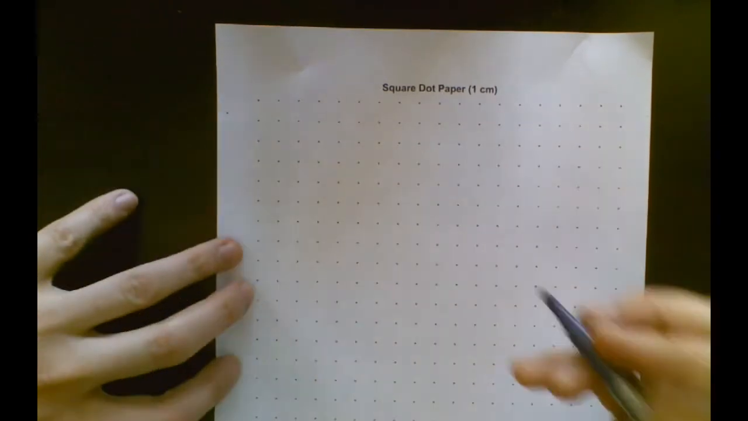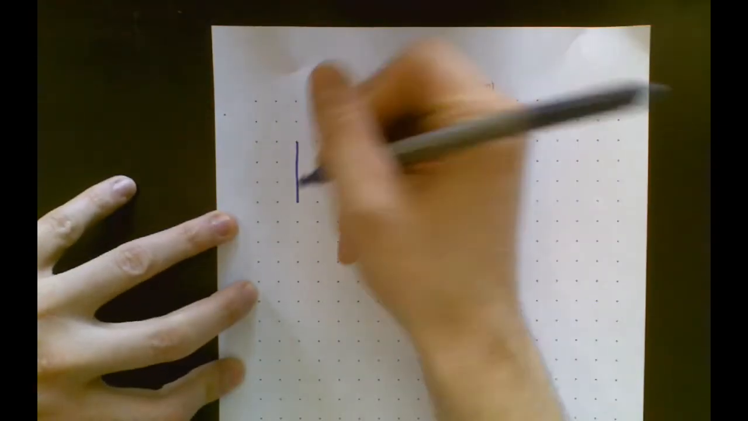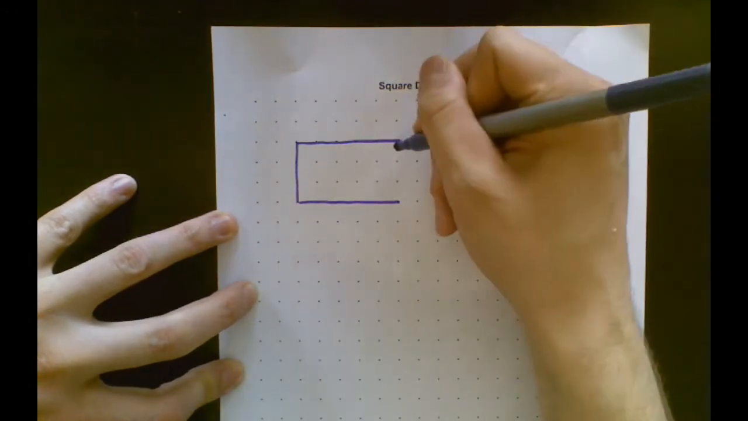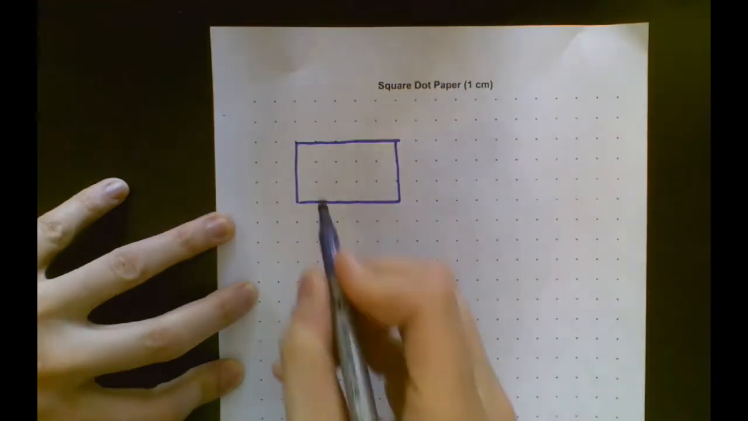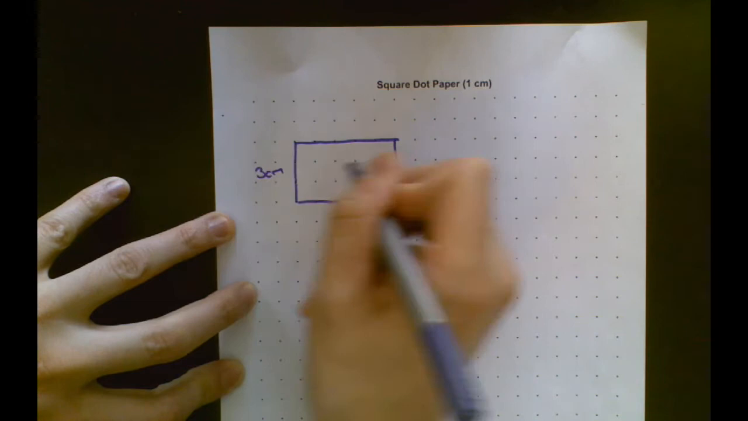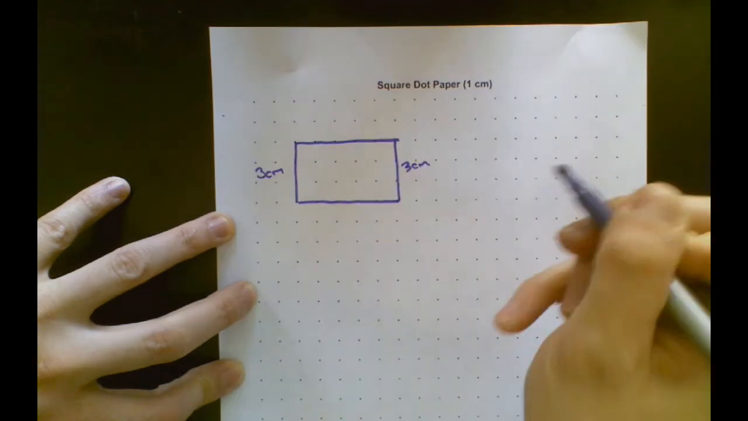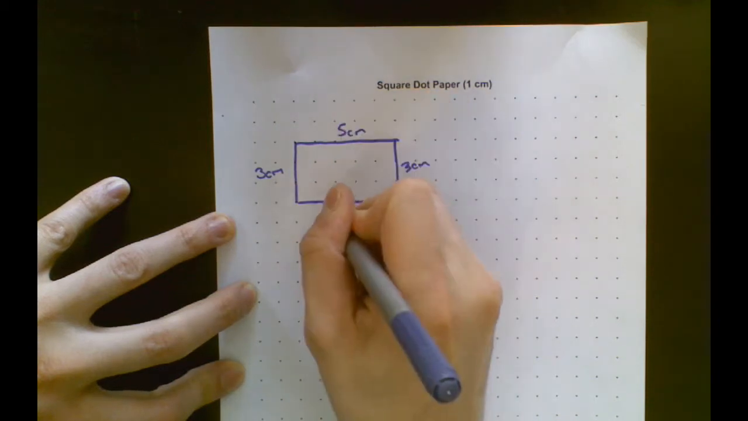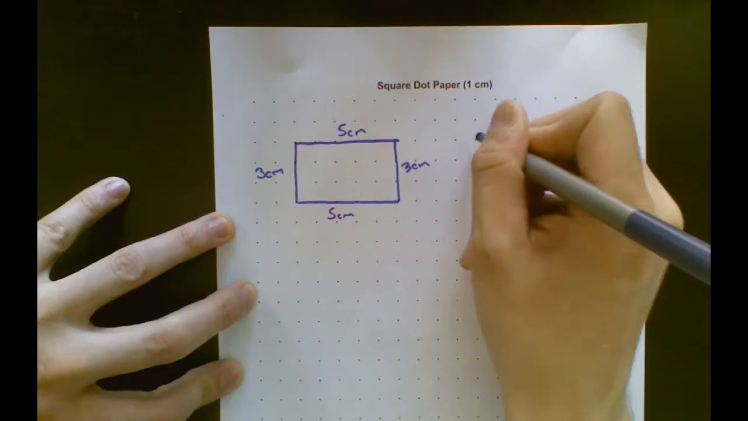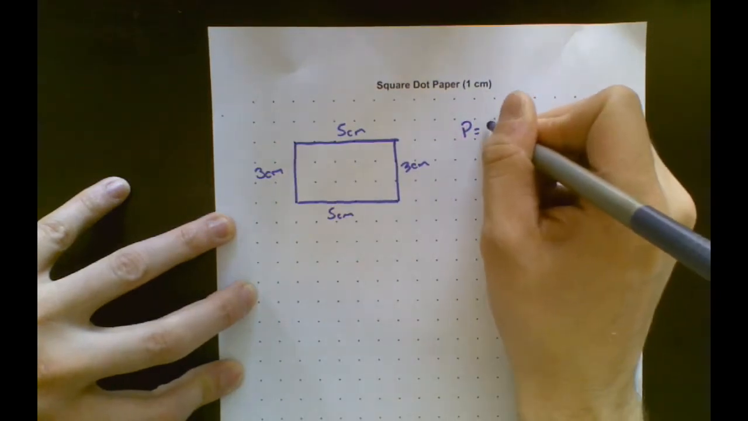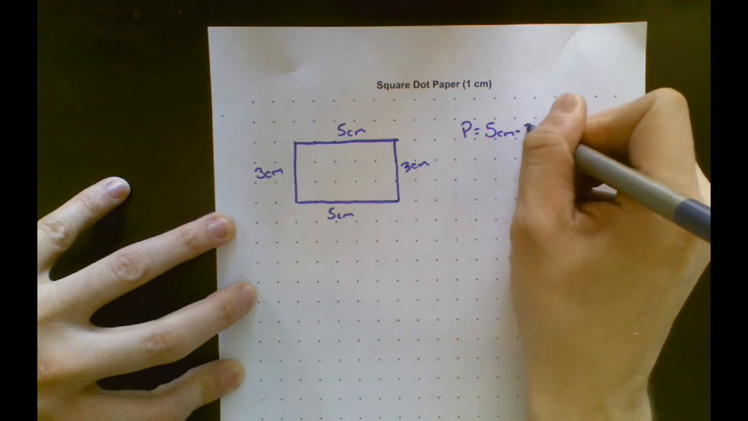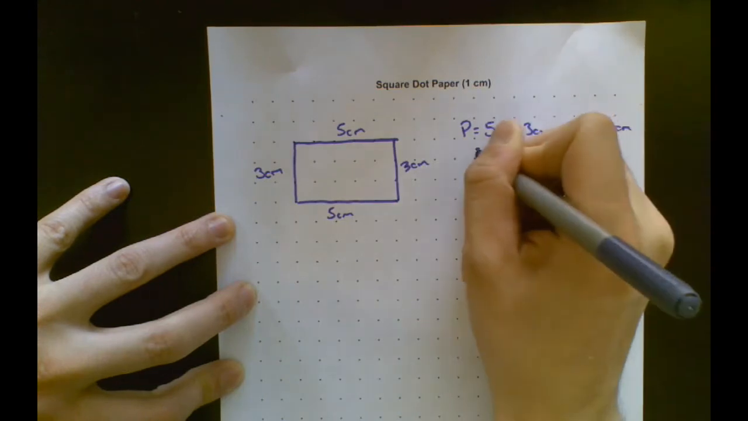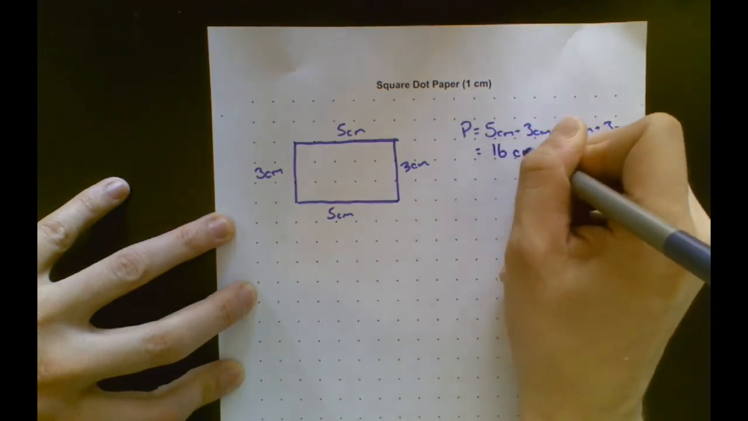All right, so I'm going to draw a rectangle, and we'll see what we have. On this side I have 3 centimeters, which means that this side is 3 centimeters. This is 1, 2, 3, 4, 5. This perimeter is easy enough. We have 5 plus 3 plus 5 plus 3, which is equal to 16 centimeters.